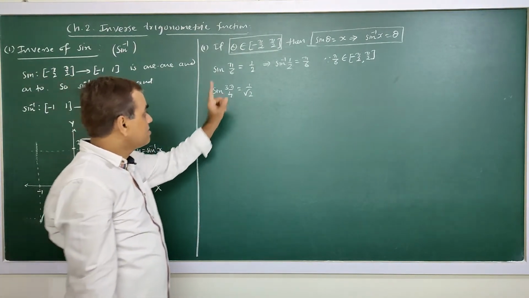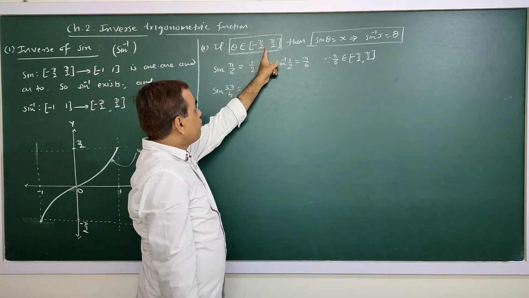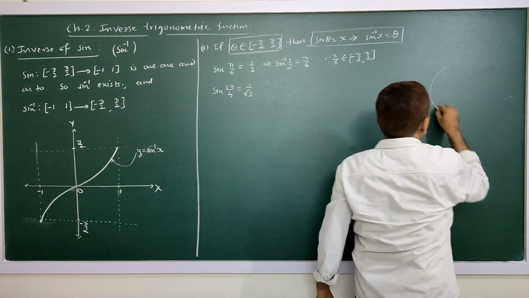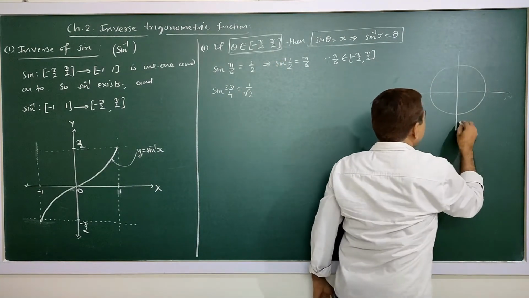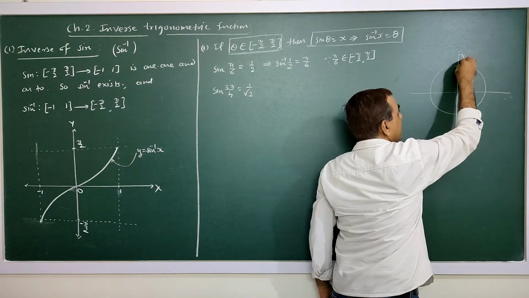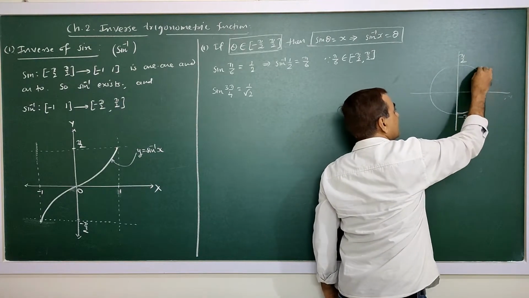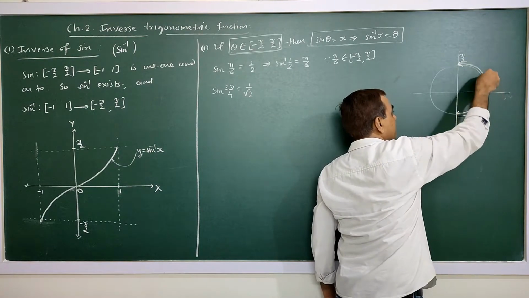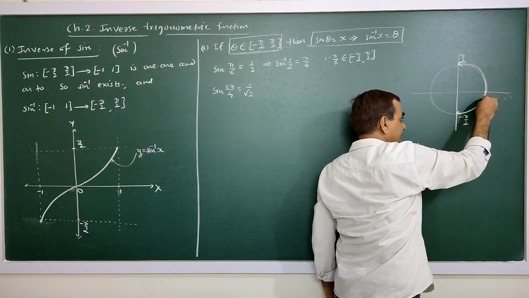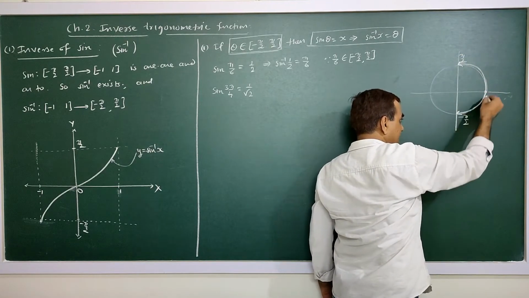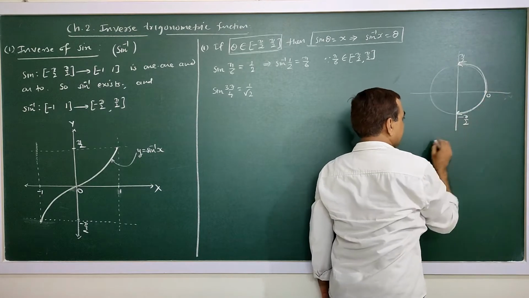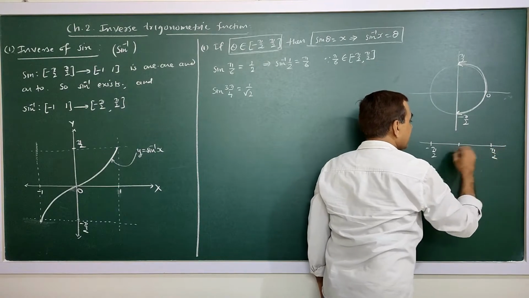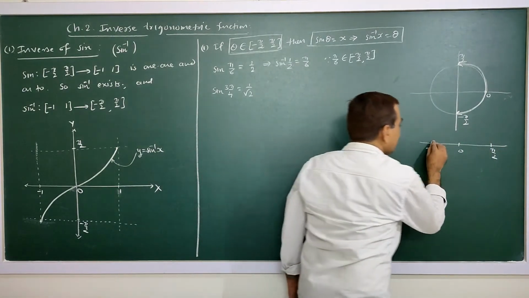Now check. Does 3 pi by 4 belong to this interval? This interval is minus pi by 2 to pi by 2. That means here you have to check. If theta is positive, it must be in the first quadrant. If theta is negative, then in the fourth quadrant in clockwise direction. Minus pi by 2 to pi by 2. On the number line this can be seen like this. We need theta in this part.